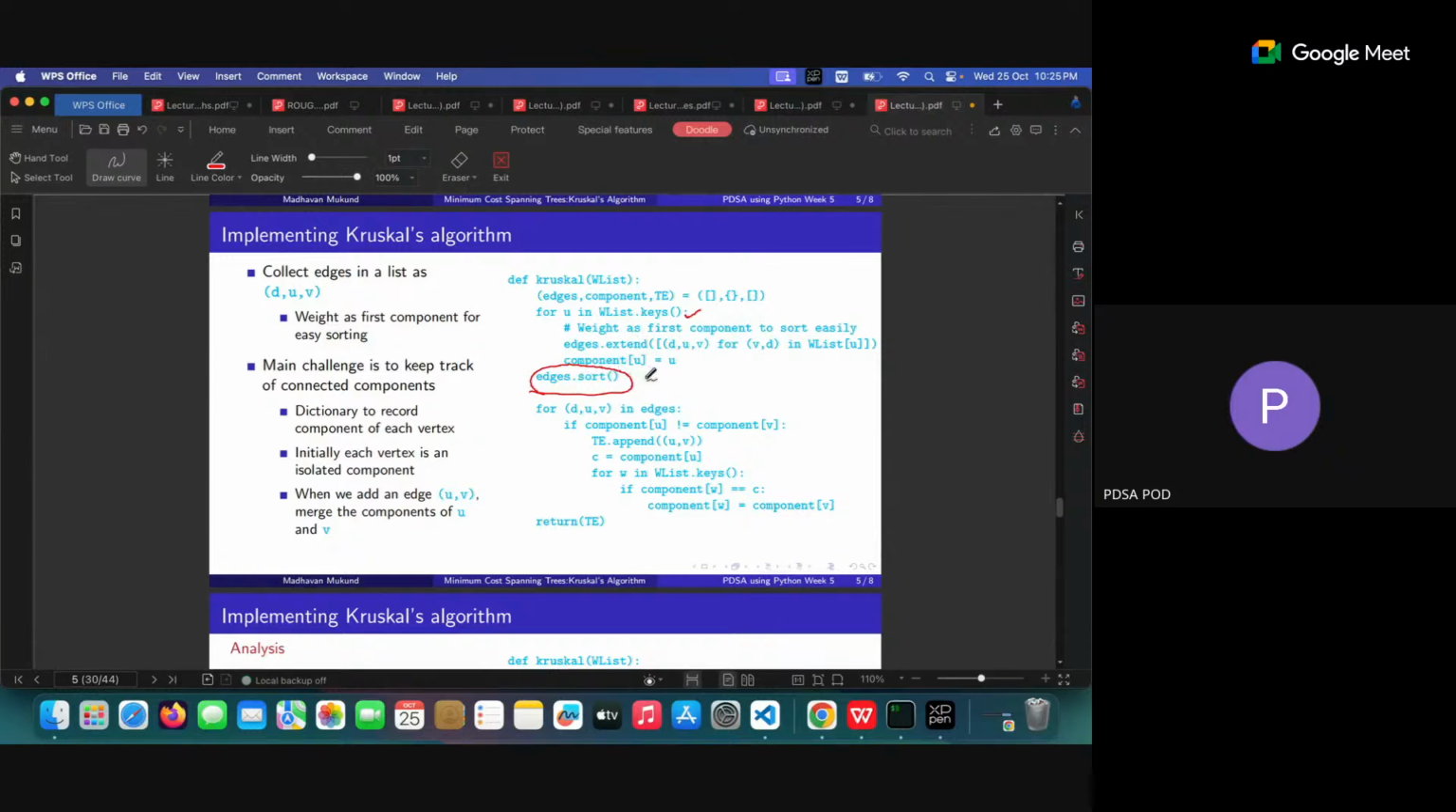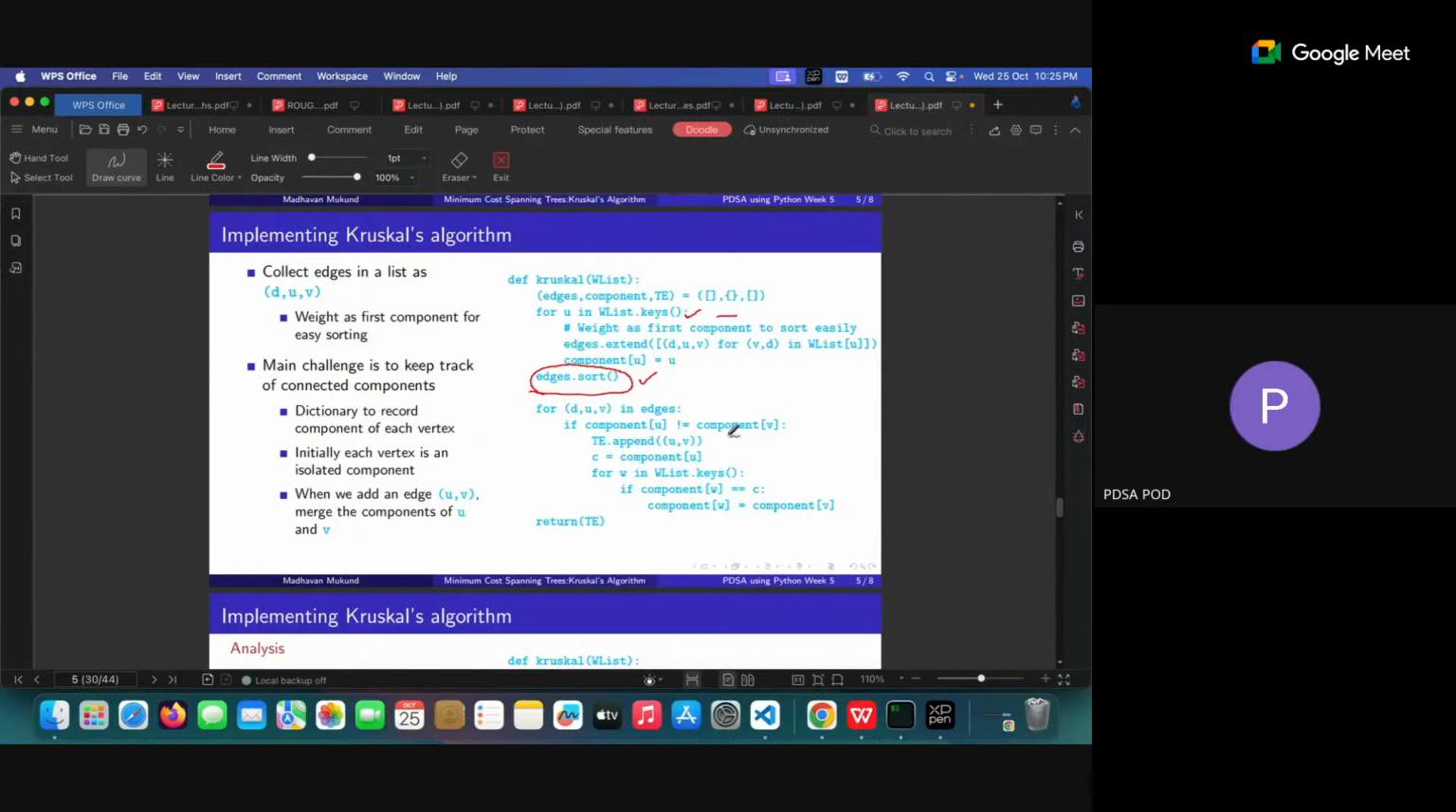For the sorting purpose, they took the weight as the first element. Since there are three things, D, U and V, they try to change the order so that the weight is the first one. That is what this loop is for: changing the first component to the weight. Then they sort based on the weight.